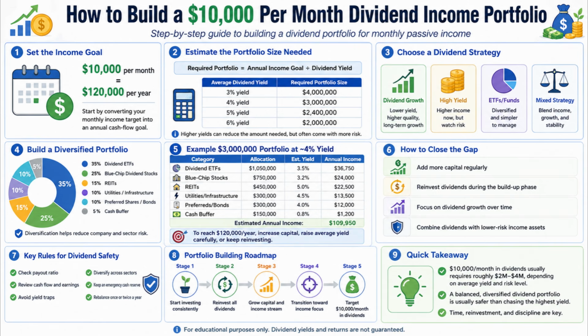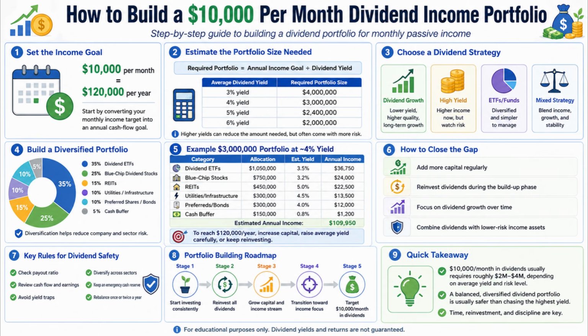After that, you need to choose a dividend strategy. A dividend growth strategy focuses on strong companies that may pay lower income today but can increase dividends over time. A high-yield strategy can provide more income now, but it needs careful risk checking. Dividend ETFs and funds are easier to manage because they give diversification in one investment. A mixed strategy can balance income, growth, and stability.